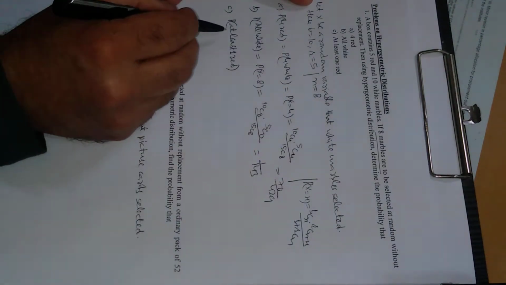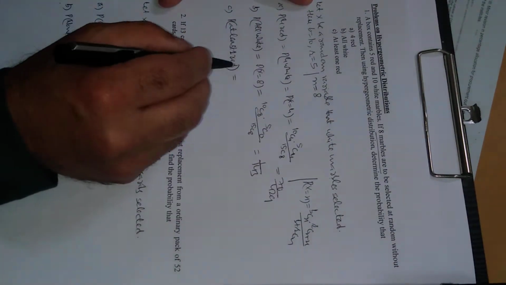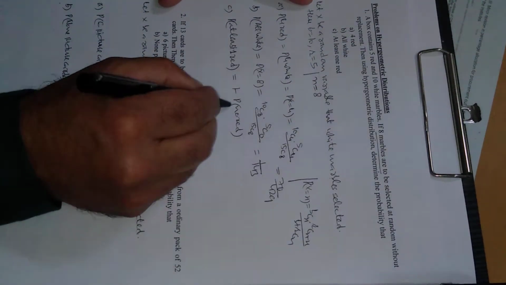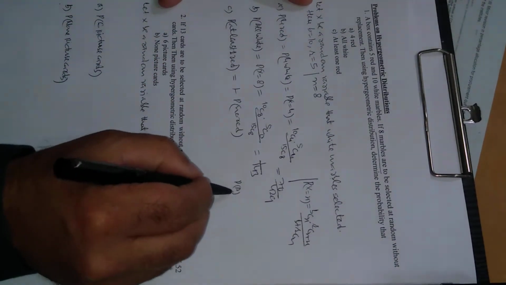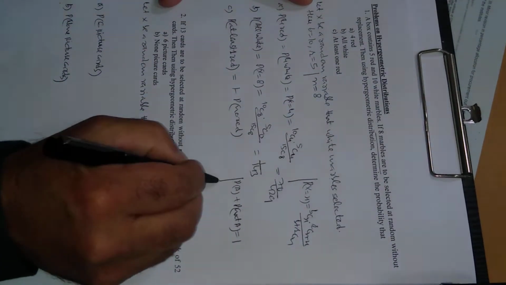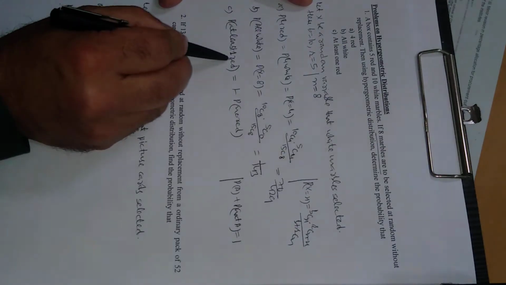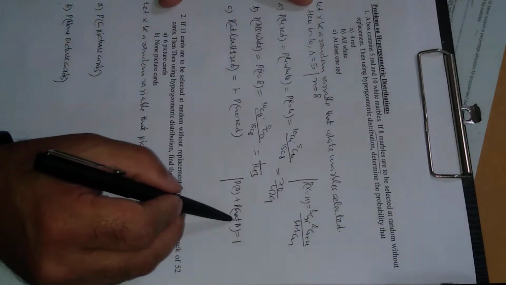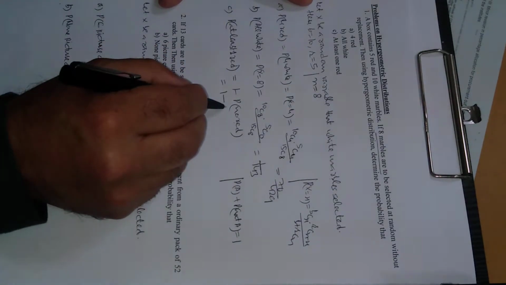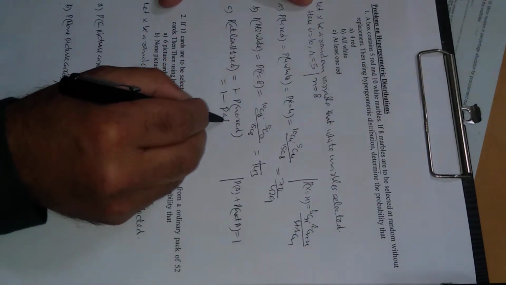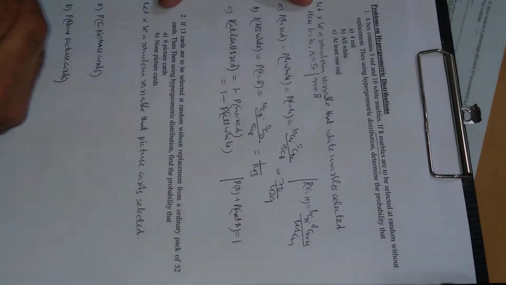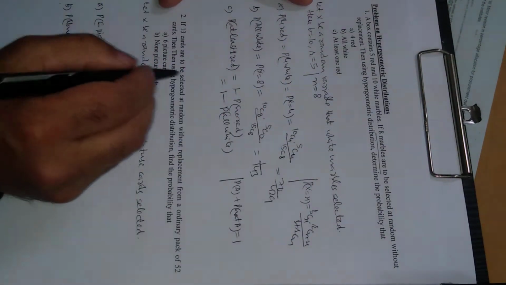Similarly, the third case: probability of at least one red. Probability of at least one means 1 minus P of no red, because of the result P of A plus P of not A is equal to 1. So at least one red is event A, and not A is not red. No red means all white, because I'm converting this in terms of white, as the random variable is in terms of white.